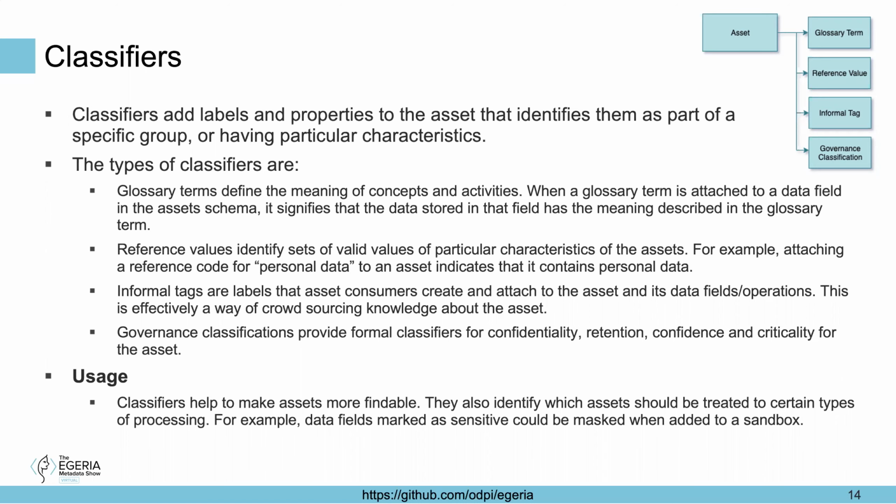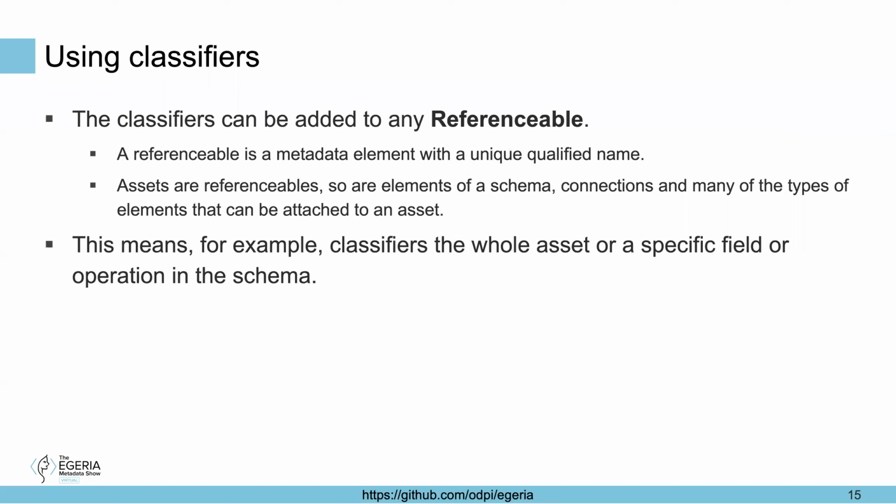Now, the interesting thing is that we could just classify assets, but actually most of the things that we're attaching to assets are of a type referenceable. An asset is of type referenceable. So these classifiers can attach to anything, which means we can assign a glossary term to a field in the schema, and we can say this field means this certain value. And we could classify a connection to say this is the important connection, or this is the connection used by consumers or whatever. So lots of different ways that we can provide additional labeling and insight into all parts of the asset definition.